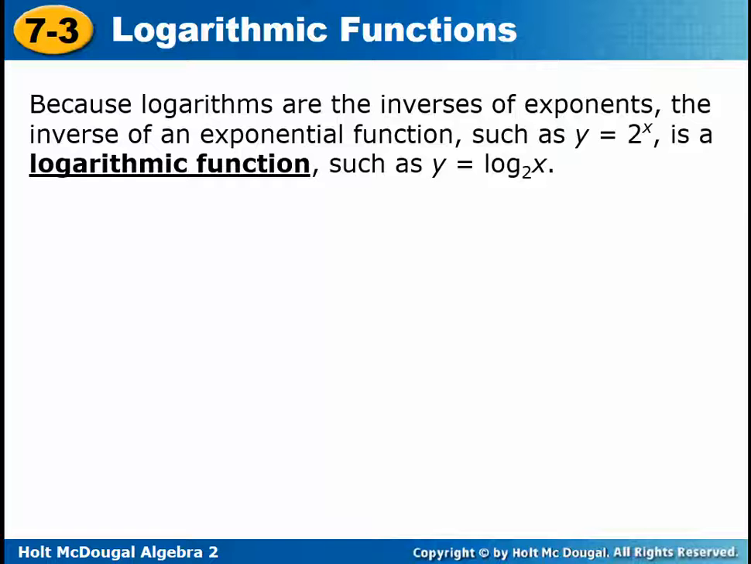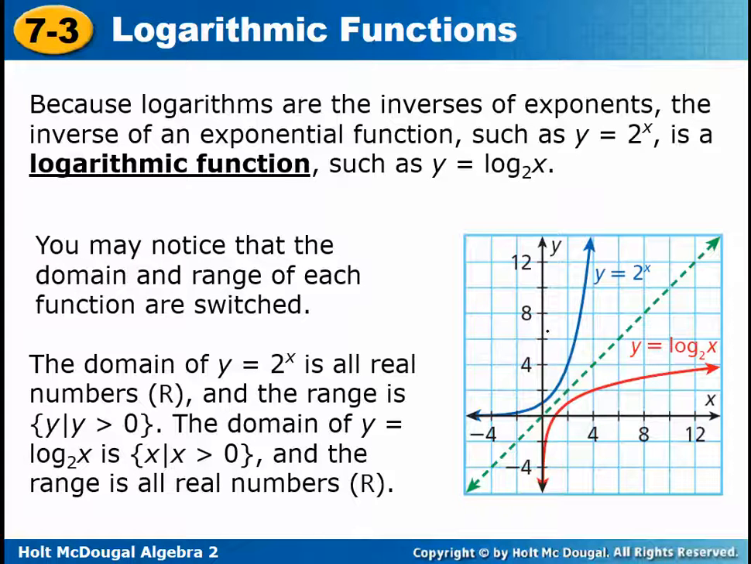All right, let's look at finding the inverse of logs, or the inverse of exponential functions. So if we graphed y equals 2 to the x, this exponential function, we would get a graph that looks like this. And we know from the last section that if they are inverses, they are going to be symmetric about the line y equals x. That's what this green dashed line is. So the inverse to it is this red line.